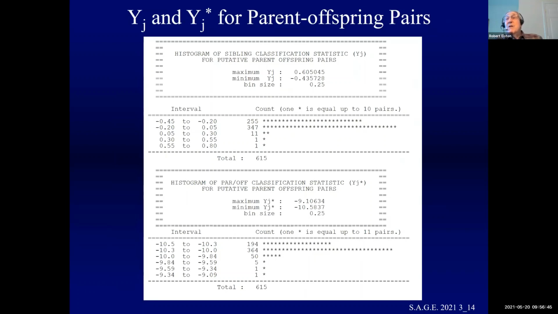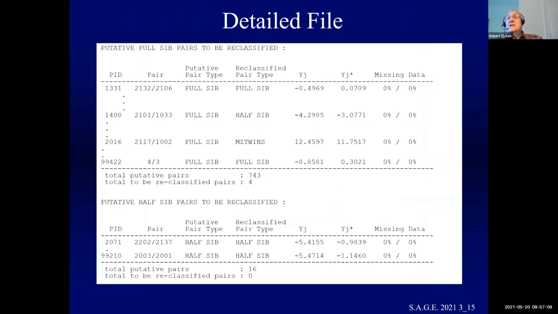And then for the parent offspring pairs, you see similarly which ones, you see the maximum, minimum, and the bin size is set at 0.25. I think you can change it, but I would never change it. And it tells you the maximum value and the minimum value of YJ stars and the bin size you're using, 0.25. Okay, the detailed file gives you the putative SIB pairs to be reclassified, and also the putative half SIB pairs to be reclassified, and it's all there, and it gives you all this information.